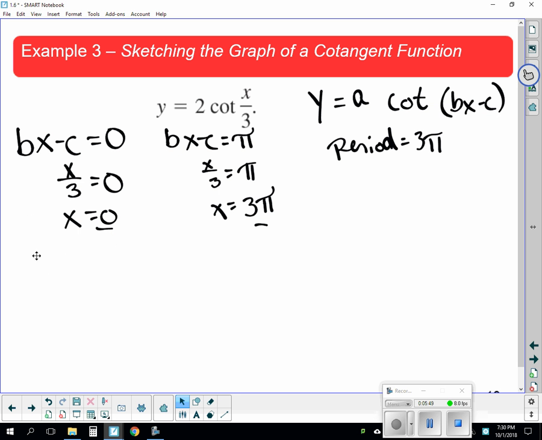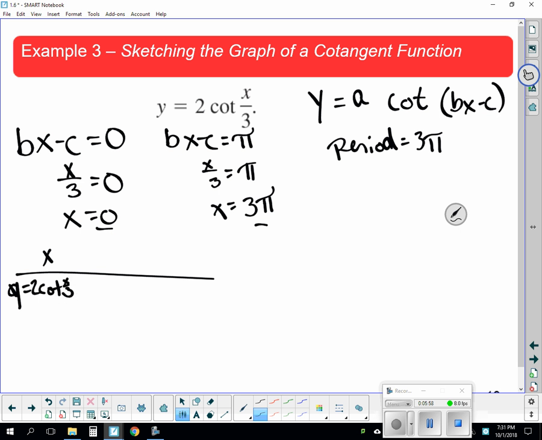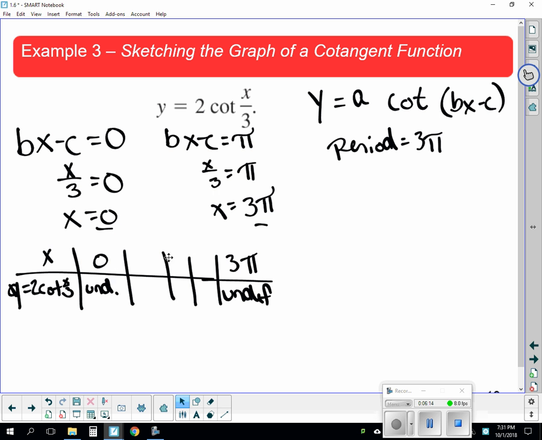Okay, so if you're making a little chart, if we've got x and our function y equals 2 times the cotangent of x over 3, we know at 0 it's undefined, which means we have an asymptote. And we know at 3 pi we're undefined. So we go halfway between 0 and 3 pi. Well, 3 pi over 2. We know that has to be an x-intercept, so that's 0.